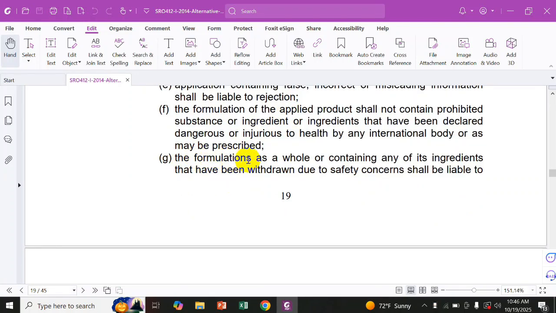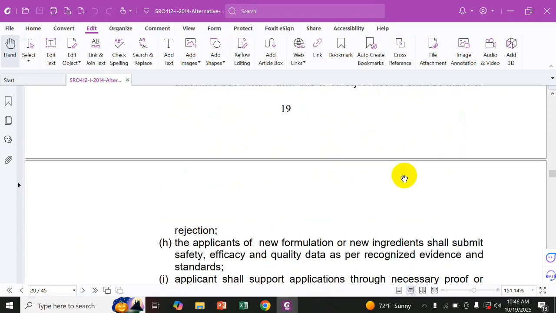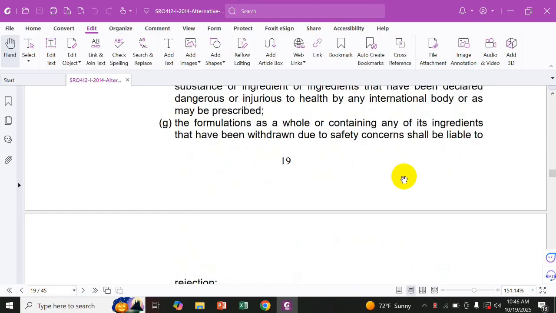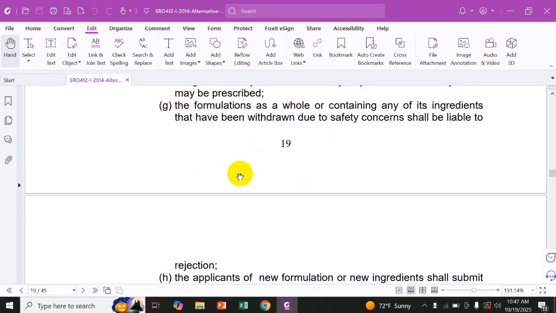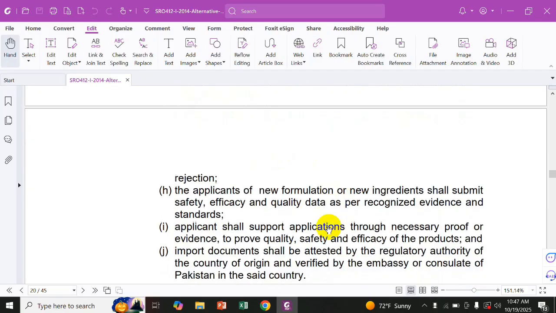Next is G point. The formulation as a whole or containing any of its ingredients that have been withdrawn due to safety concerns shall be liable to rejection. Okay, if there is some ingredient in the formulation, or the whole formulation is such that the safety measure is not okay, it can be rejected.